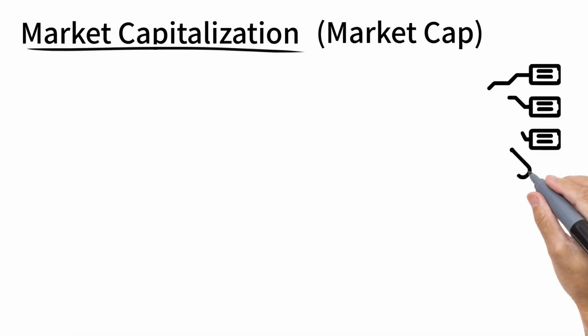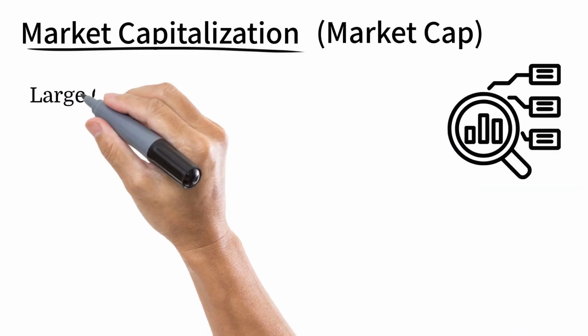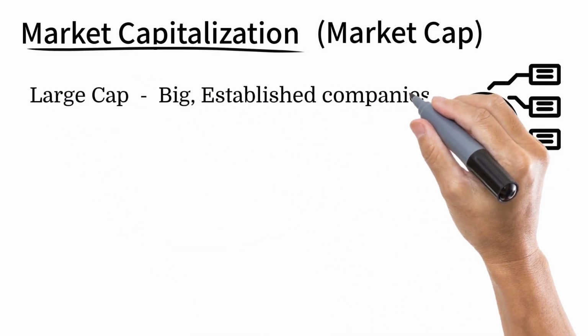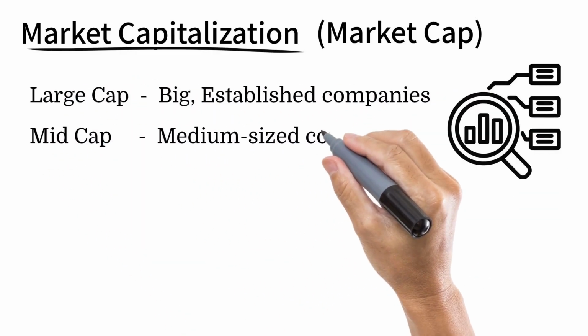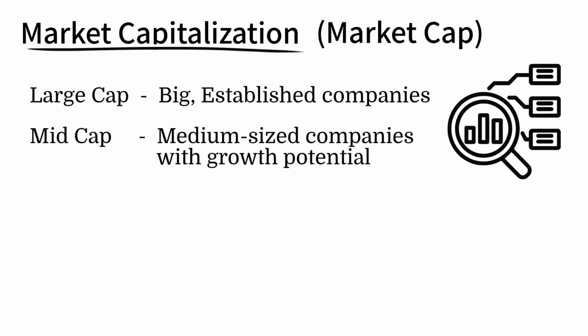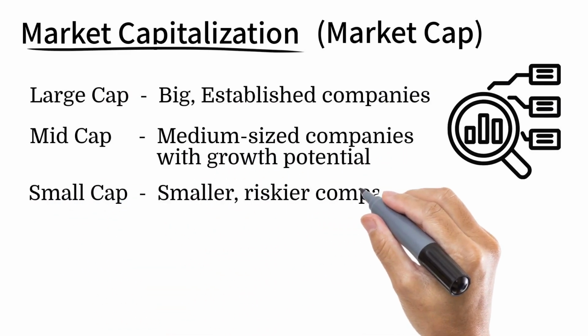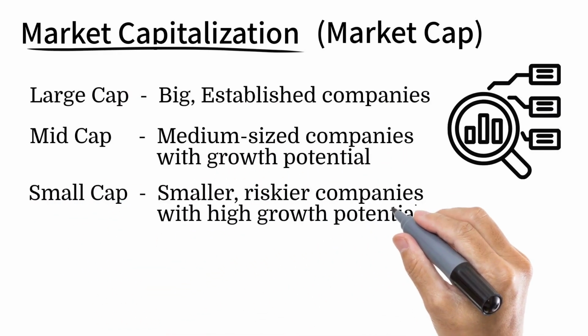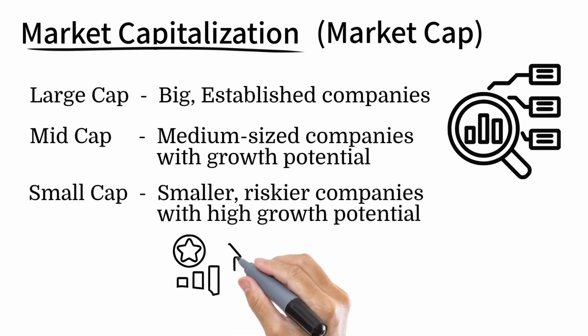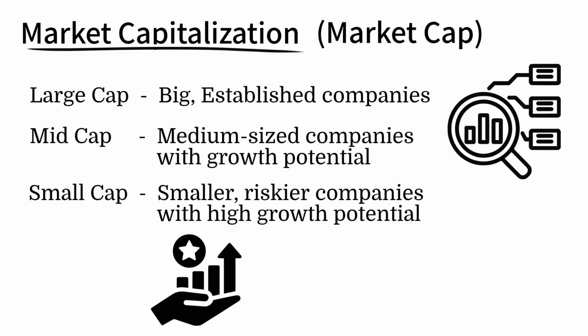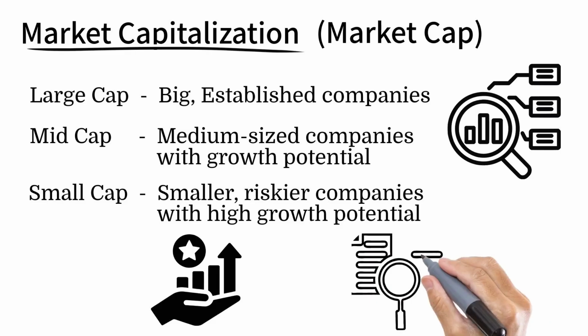Companies are often categorized by market cap. Large cap, big, established companies. Mid cap, medium-sized companies with growth potential. Small cap, smaller, often riskier, but potentially higher growth. In short, market cap tells you the overall value of a company in the stock market and helps compare companies of different sizes.